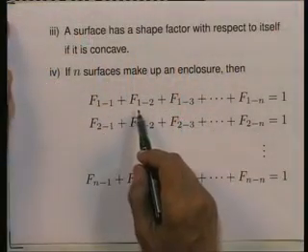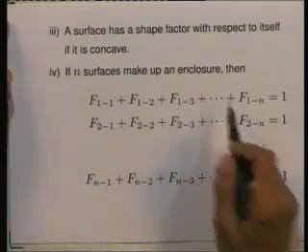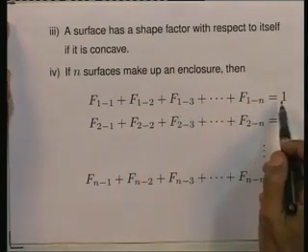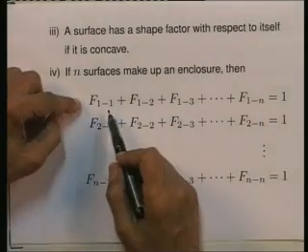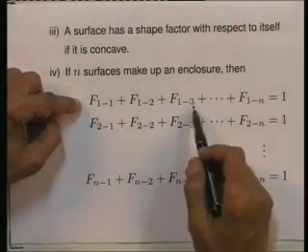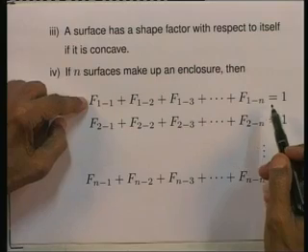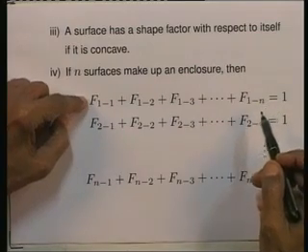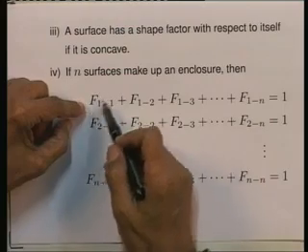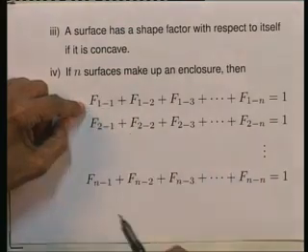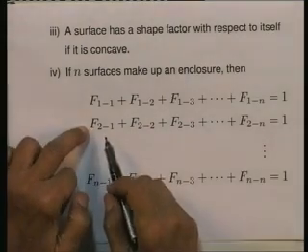So, I can state that as follows. For an n surface enclosure, f 1 to 1 plus f 1 to 2 plus f 1 to 3 plus dot dot dot f 1 to n is equal to 1, because all the radiation emitted from 1 has to go either to 1 or to 2, 3 up to n, and all that must add up to 1. And if 1 is a flat surface or if 1 is convex, then this f 1 to 1 will automatically be 0. You follow?